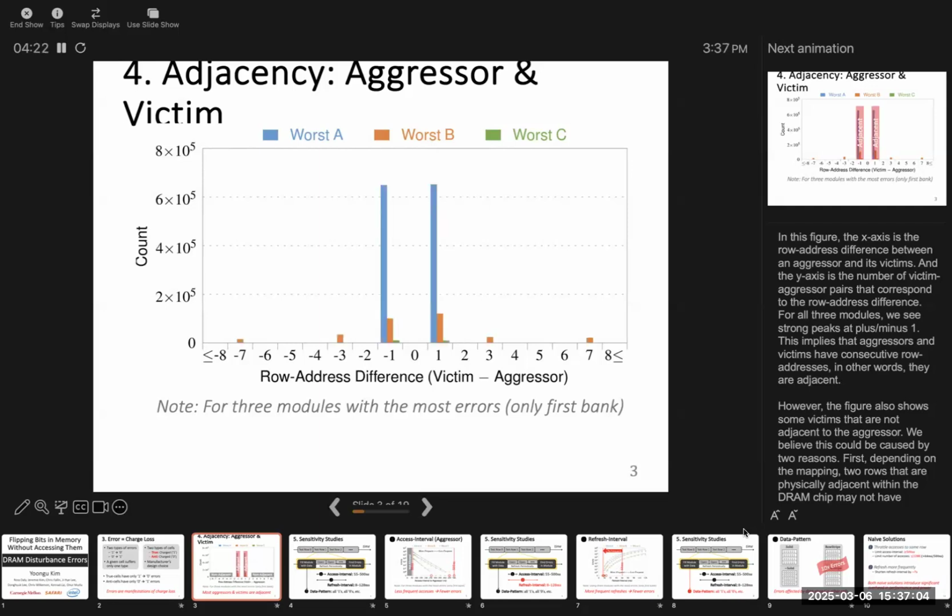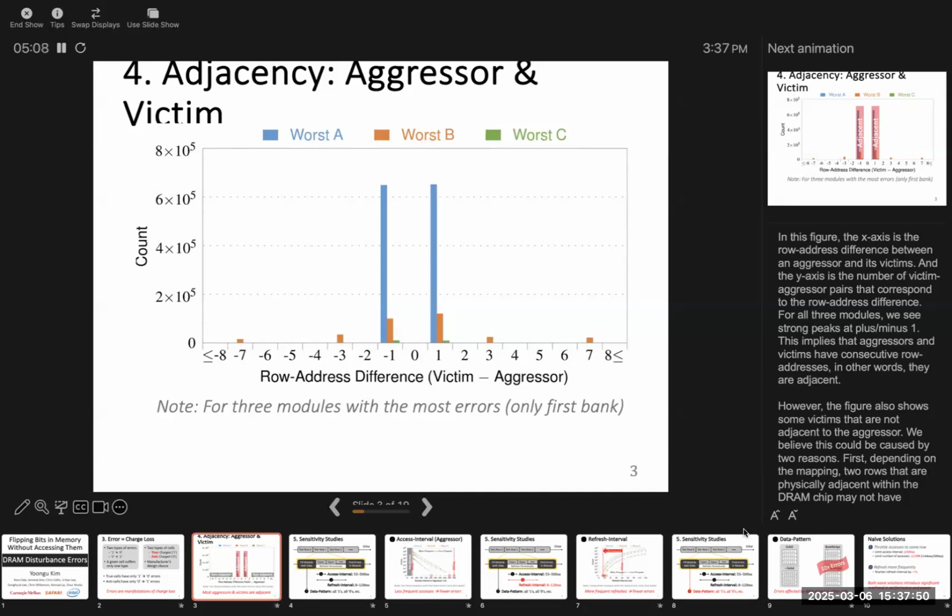So what they found is, these blue, orange, and green colors indicate the memory modules from 3 different manufacturers, and they picked those memory modules from each manufacturer which had the highest number of errors in their previous experiment, in the previous table. So they are naming them the worst memory chip from manufacturer A, B, and C. Okay, so what they did is an experiment where during each test they recorded the address of the aggressor row and also the address of the victim row.